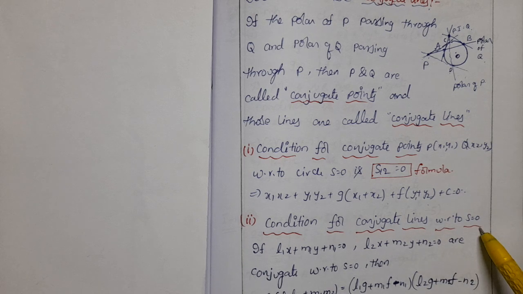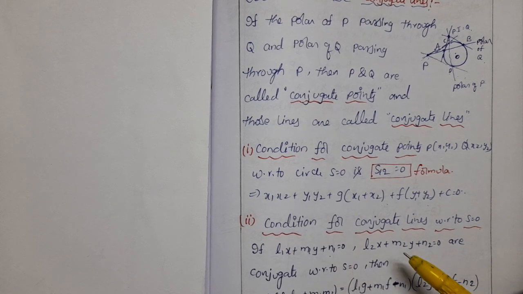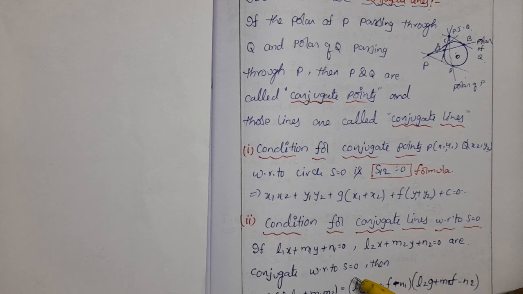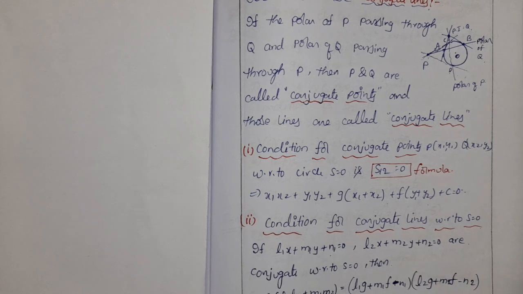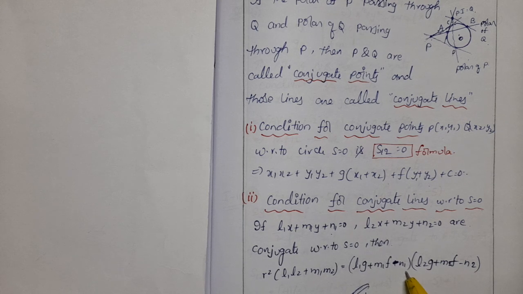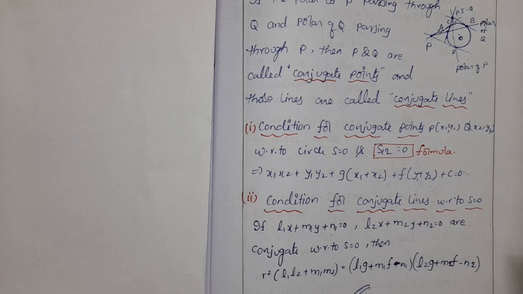Condition for conjugate lines with respect to the circle S equal to 0. If the two lines L1x plus M1y plus N1 equal to 0 and L2x plus M2y plus N2 equal to 0 are conjugate lines with respect to the circle S equal to 0, then r square into (L1 L2 plus M1 M2) equal to (L1 g plus M1 f minus N1) into (L2 g plus M2 f minus N2). These are the formulae for using in first Roman problems.